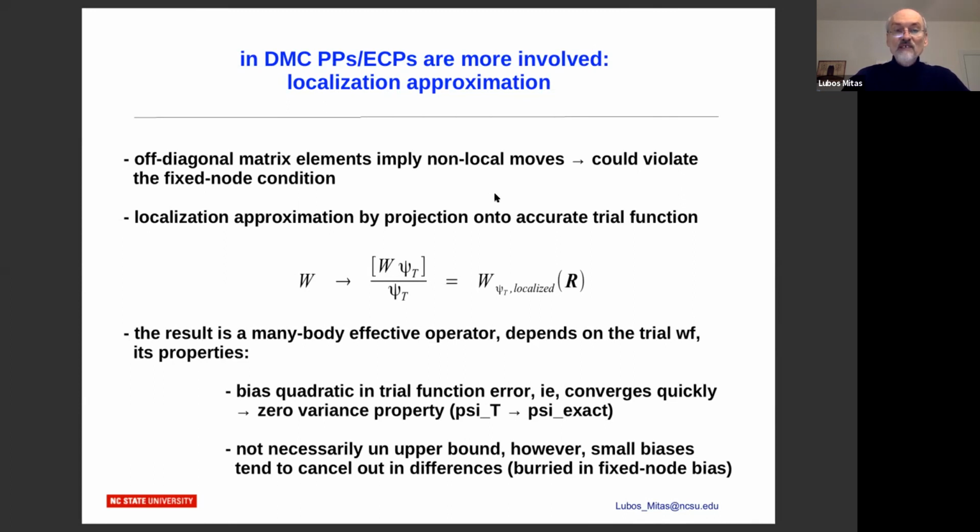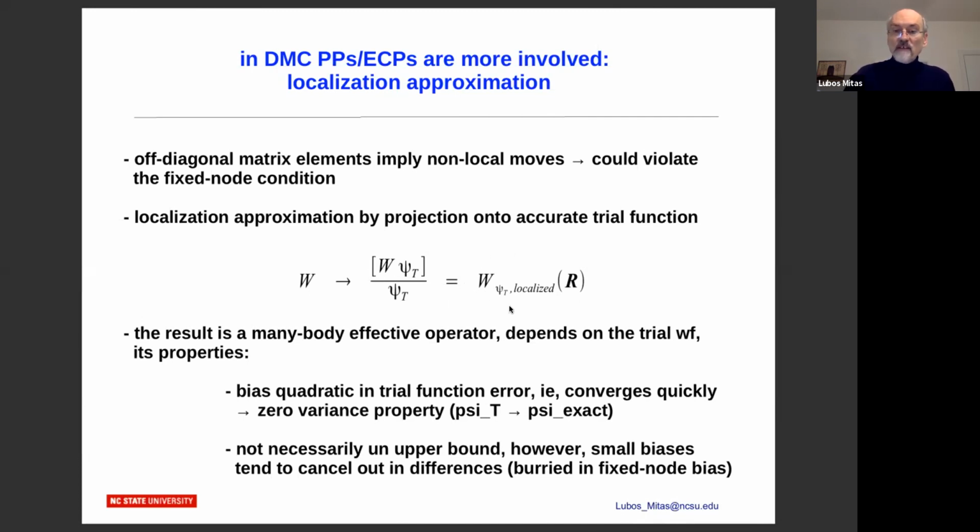is to use the localization approximation, where you replace the original W operator, which is the genuine ECP or pseudopotential operator, by this projected version. You apply it on your best trial wave function which you have, and you divide by the trial function. So in some sense, you build an effective operator in the Schrödinger equation, and it is now localized. It's a many-body beast, which is very complicated, but you don't care because you can calculate it numerically.